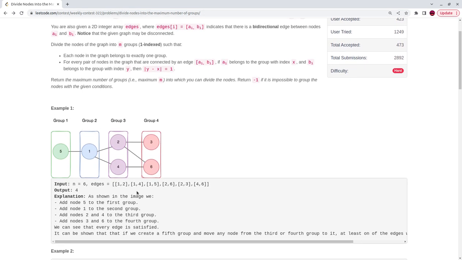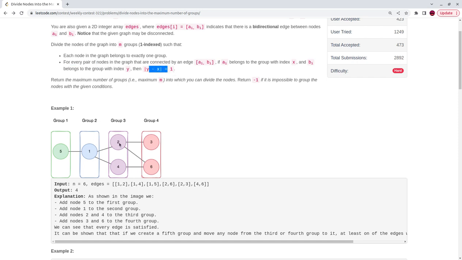You are given a graph and you need to divide the nodes into multiple groups such that each node in the graph belongs to exactly one group. And for every pair of nodes in the graph that are connected by an edge ai, bi, if ai belongs to the group with index x and bi belongs to the group with index y, then the absolute value of y minus x should be equal to 1.